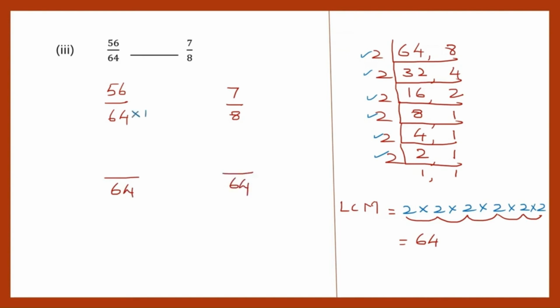64 into 1. So 56 into 1. 56 ones are 56. 8 eights are 64. So 7 eights are 56. Now, can you see, children, both the denominators are the same. So, they are equal to each other. So, this is equal, and finally we write equal here.